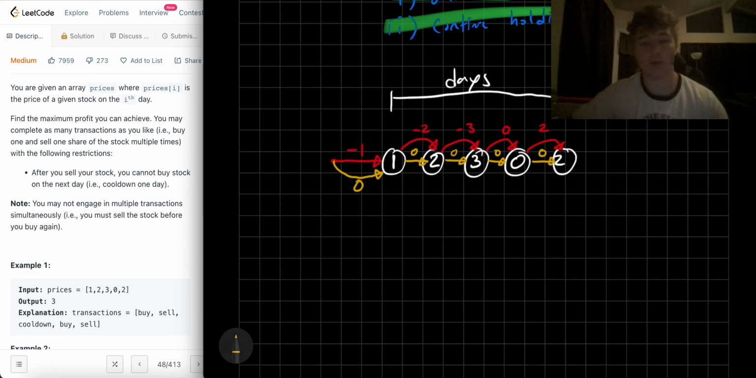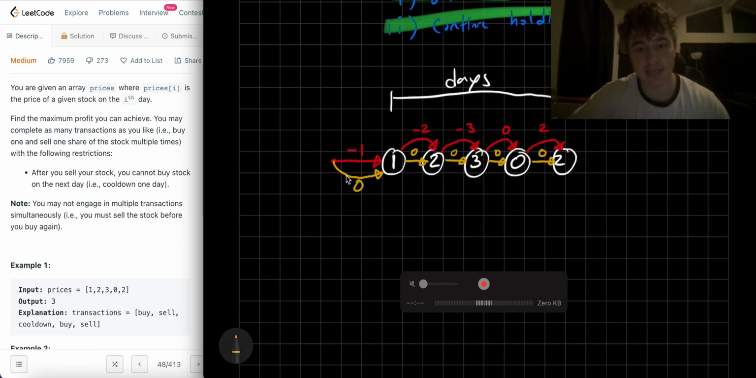So it's neutral, right? Basically, what this is saying is like, I look at this day and I say, you know what? I don't want to buy the stock this day, so it costs me nothing. I look at this day and I say, I don't want to buy the stock this day, so it costs me nothing. I look at this day and I say, oh, I do want to buy the stock this day, so now it's going to cost me -3.